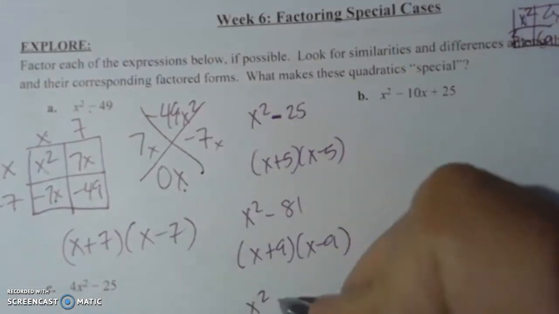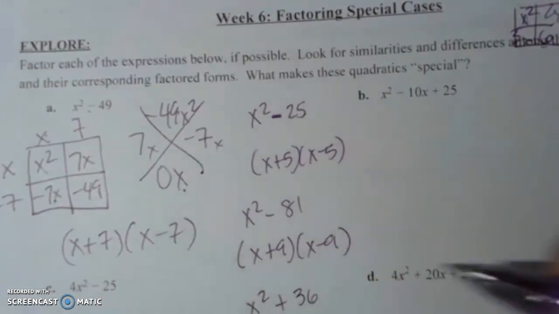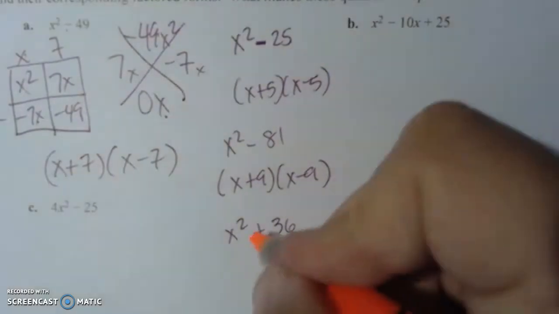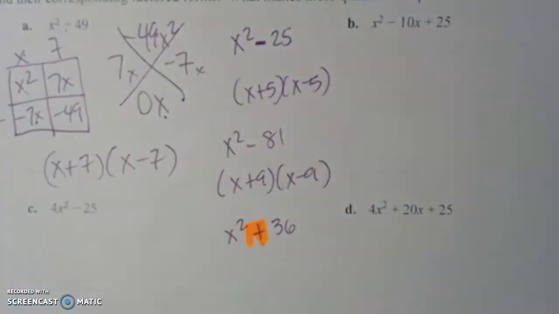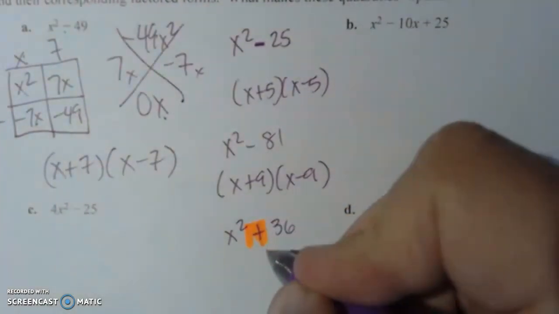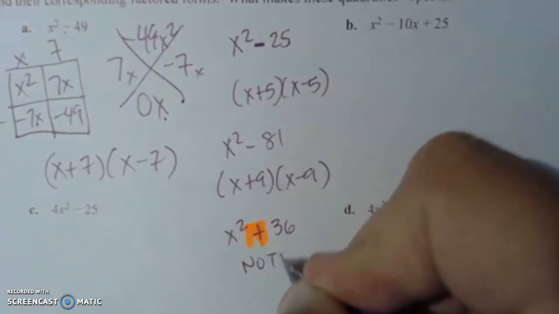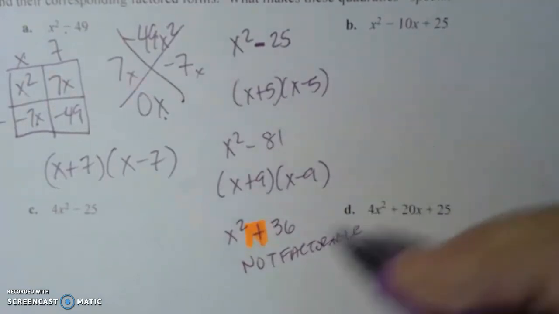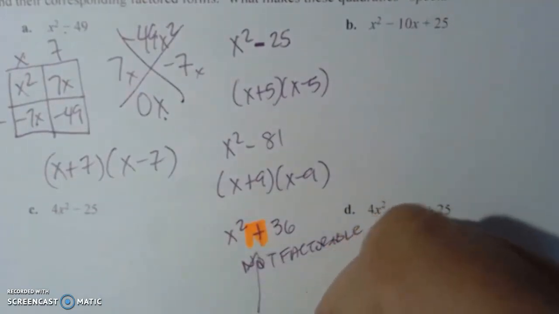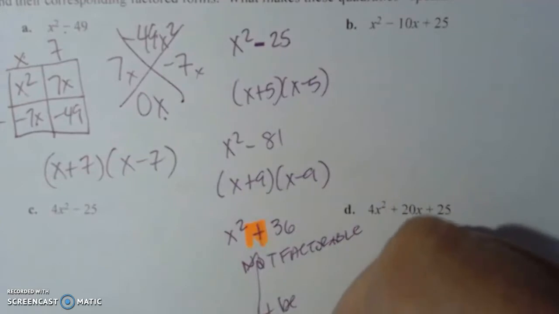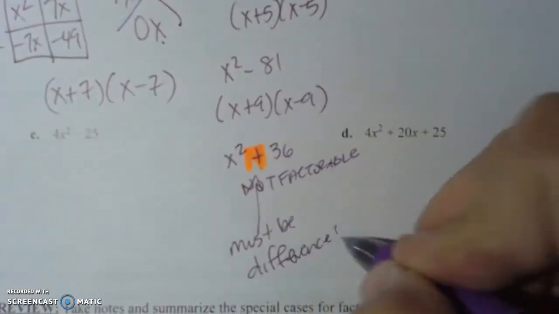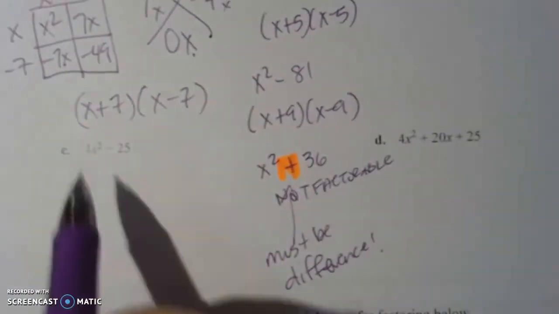What if I had x squared plus 36? Oh yeah, 6. But notice, this is a plus. It's not going to work because it has to be the difference. It has to be minus. So this would be not factorable. I'm going to squeeze it in there, because it must be a difference, or a subtraction sign. Must be a difference.